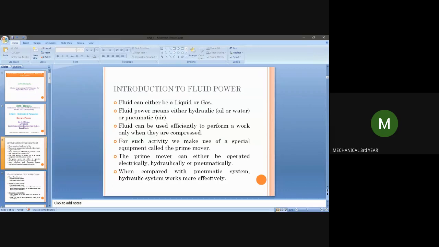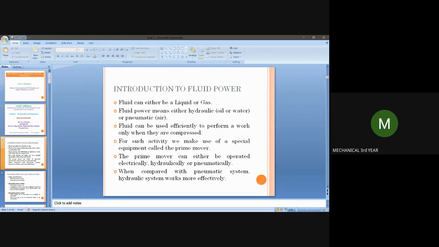The compressor may be of different types. It may be a pump, or a motor, or anything. For making the compressor or pump work, we have to connect it with some electrical equipment, or any other hydraulically or pneumatically operated equipment. So the next point shows that the prime mover can be operated electrically, hydraulically, or pneumatically.